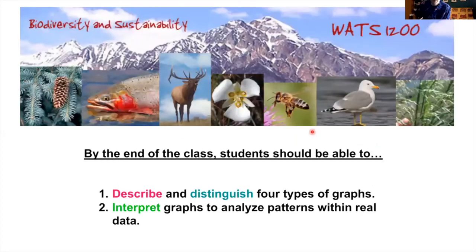Okay. So as I said, by the end of this class, the students should be able to describe and distinguish 4 types of graphs. They are line graph, scatter plot, bar chart, histogram, box plot. You should also be able to interpret graphs to analyze patterns within real data.